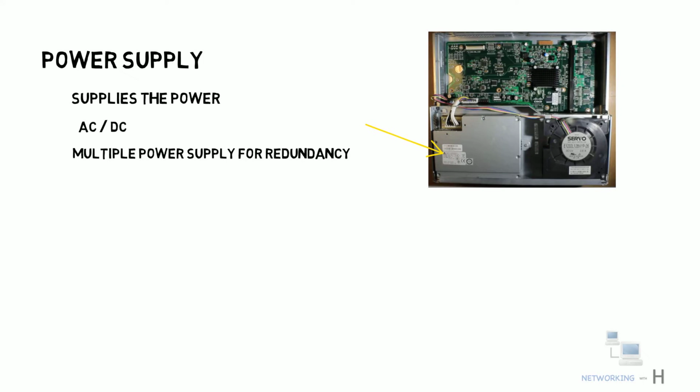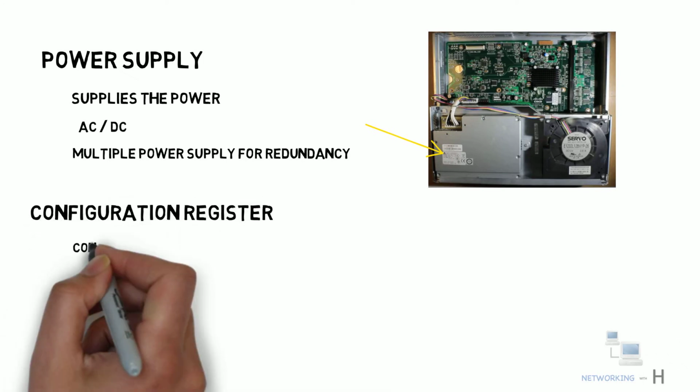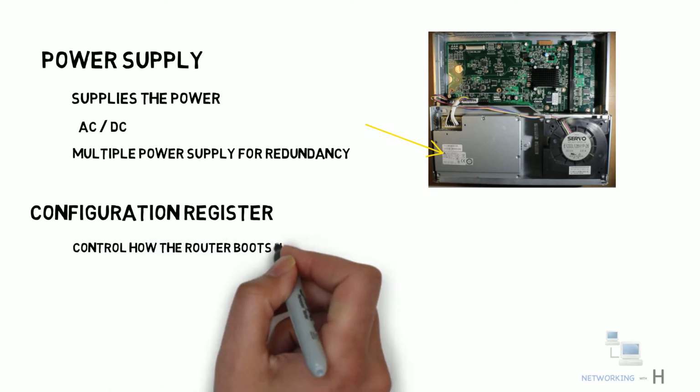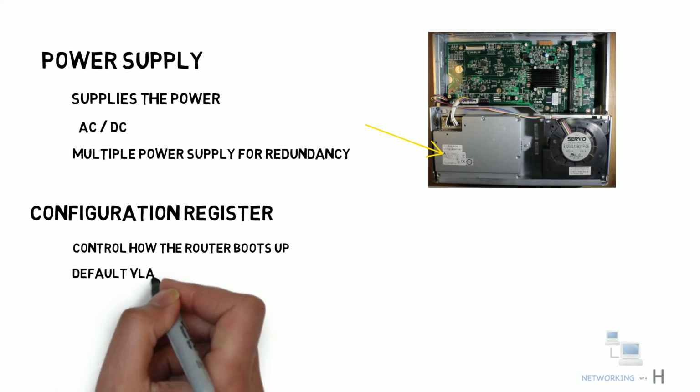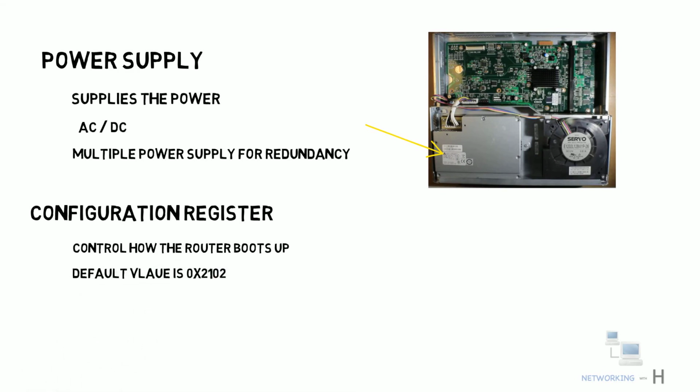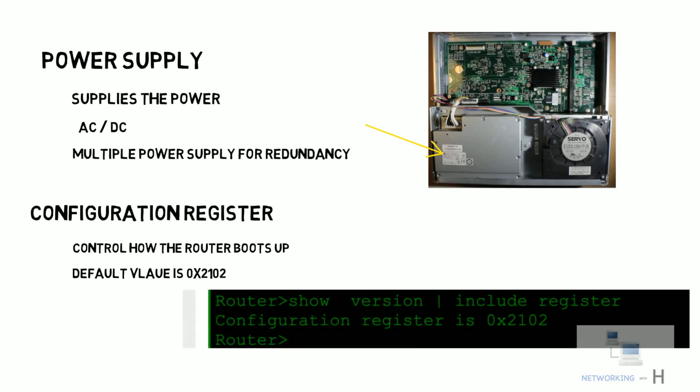The next component is the config register. The config register is what decides from where the router is going to boot the IOS image from. By default, the value is set to 0x2102, which tells the router to load the IOS from the flash memory and to load the configuration from NVRAM. This value can be found at the last line of the show version command as shown.